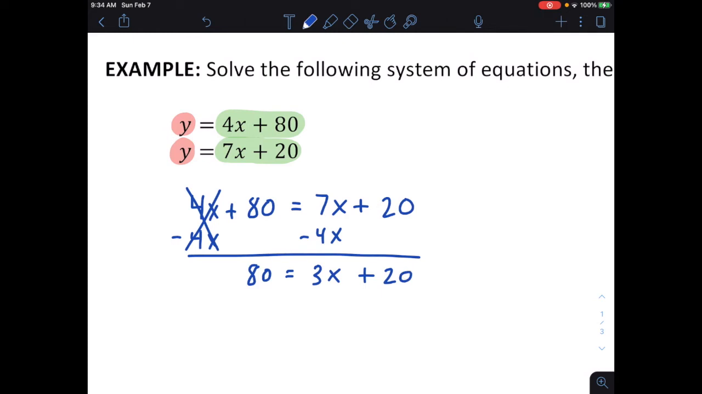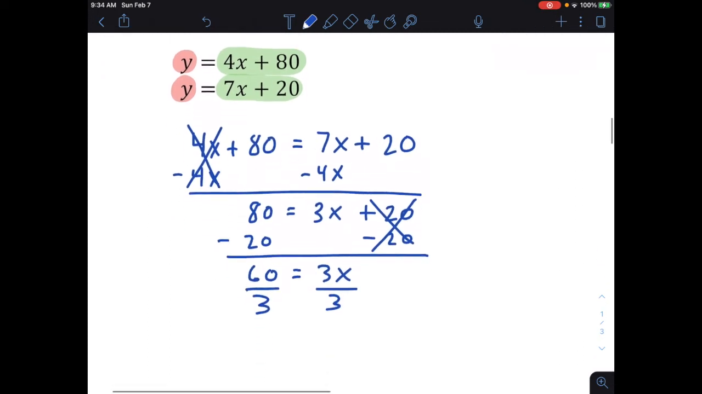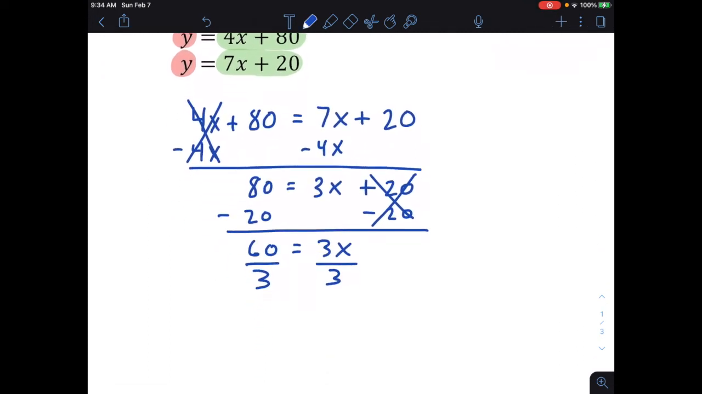Okay, now I want to get the x by itself. So I have to start by moving the 20. So since it's plus 20, I'm going to subtract it. So 80 minus 20 is 60. Just bring down the 3x, and the 20s just cancel each other out. And then the final step is we just have to divide by 3, and we get 20 on the left-hand side and x on the right-hand side. So x is equal to 20.